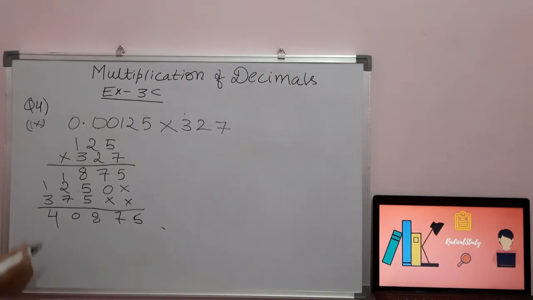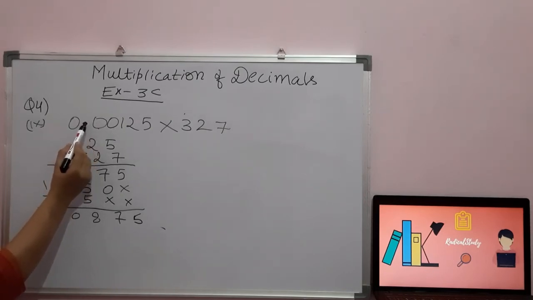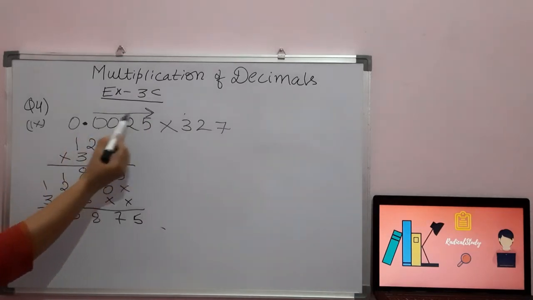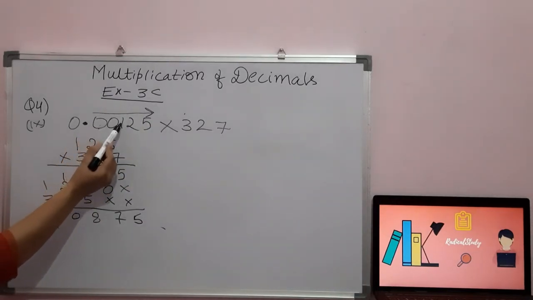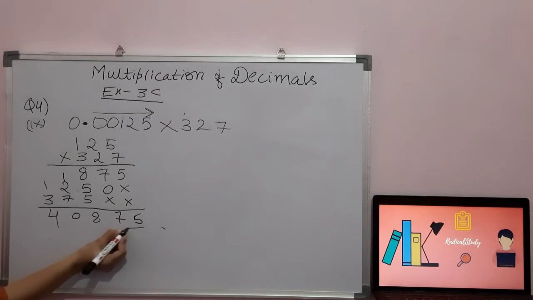40875. Now we have to count the number of digits after this decimal. कितने decimals हैं? एक डेसिमल है. इस डेसिमल के बाद कितने डिजिट्स है? We have to count like this on this side. 1 2 3 4 5. How many digits are there? 5 digits. So we have to count like this.